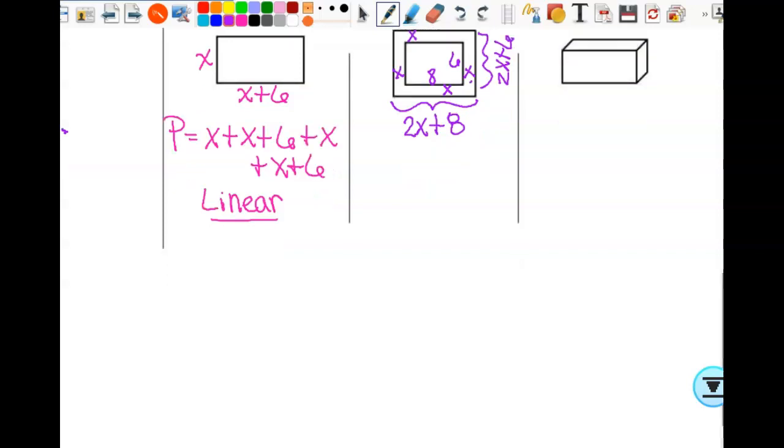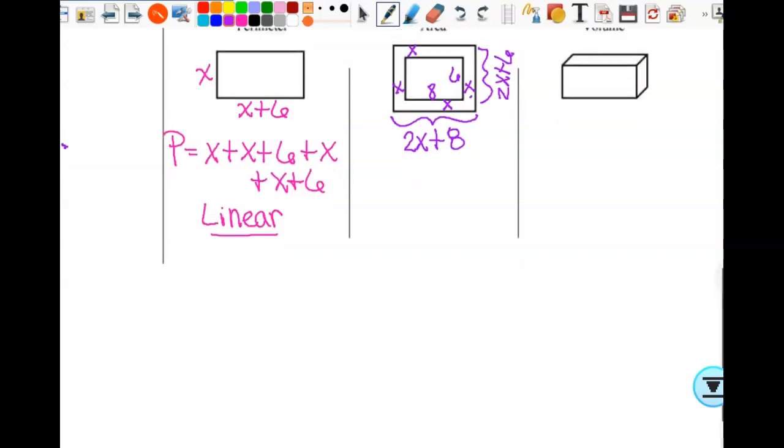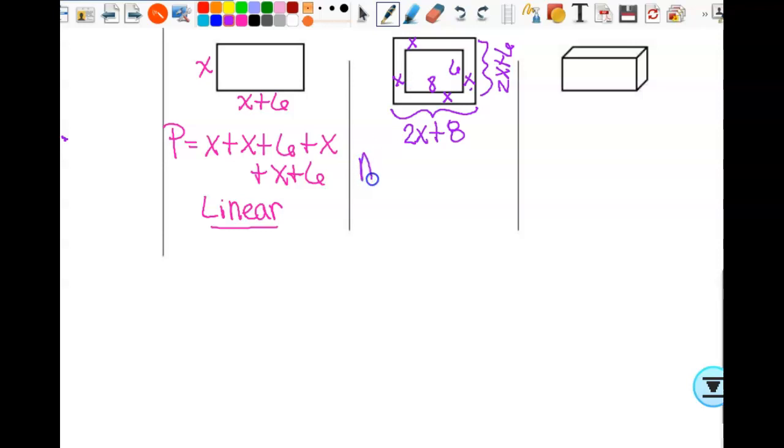So that means if I want to find the area of the whole thing, area, capital A, is equal to 2x plus 8 times 2x plus 6. And without actually simplifying that, I can tell that if I did multiply it all out, it's going to be quadratic. Okay. Everybody okay with that?